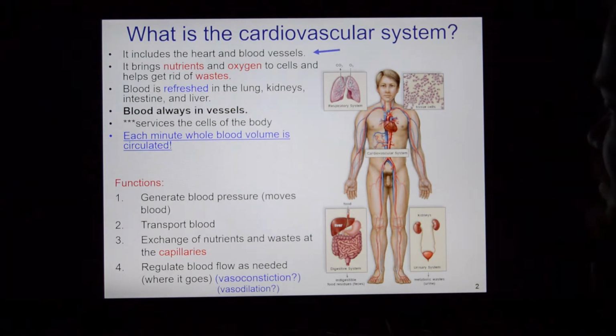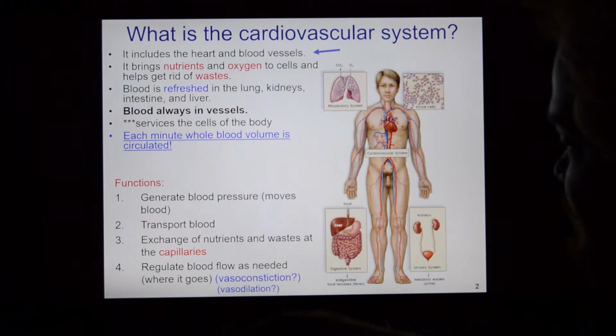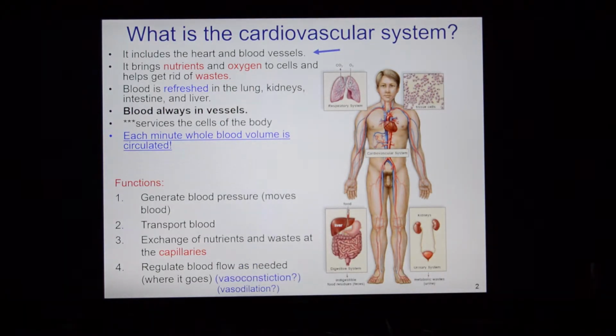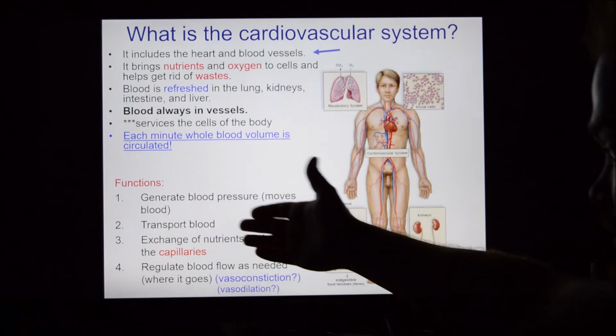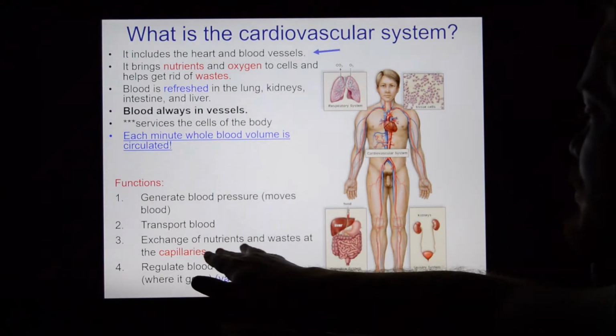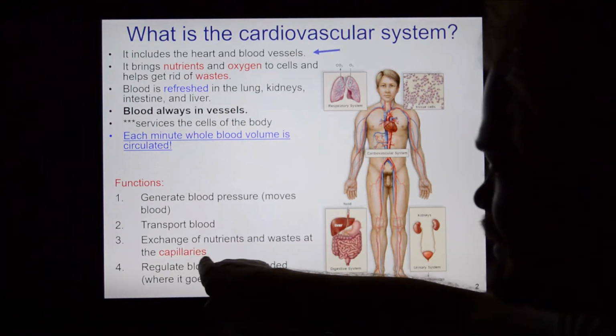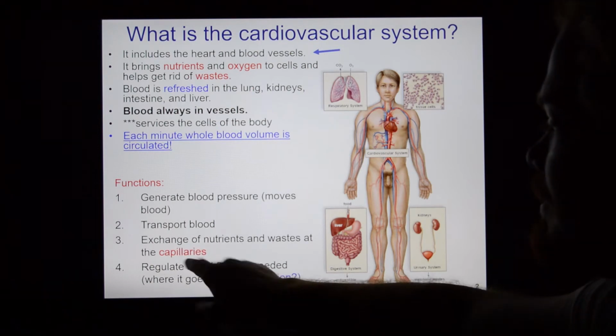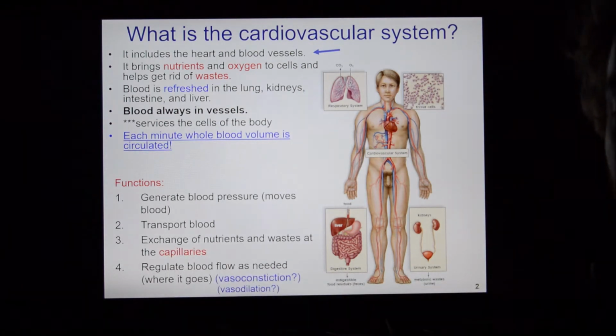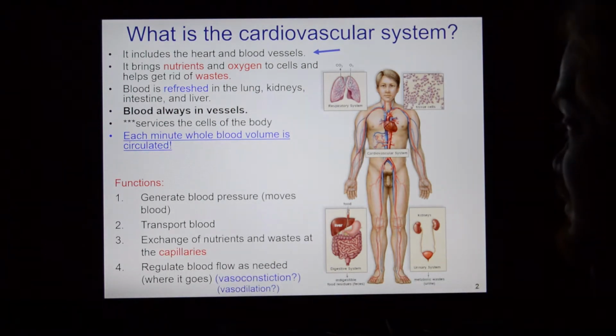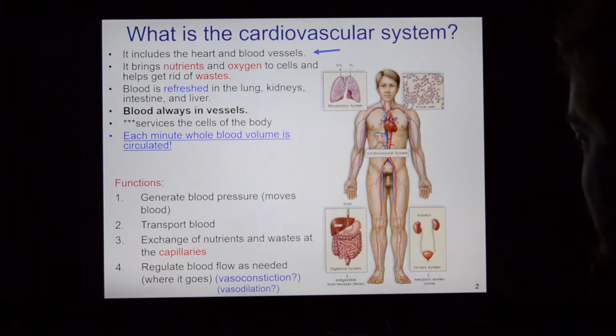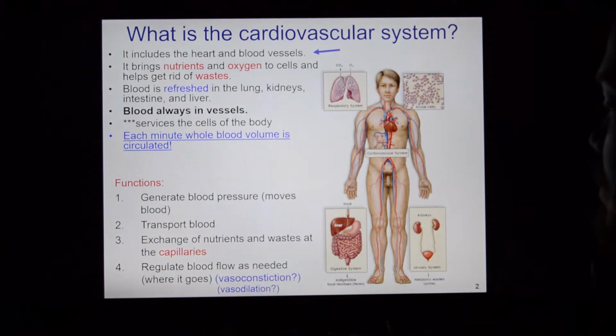All right, general functions of the cardiovascular system are as follows. To generate pressure, that helps to move the blood around. It's very important. Transportation of the blood. Exchanging of nutrients and wastes at the capillaries. The capillaries are the smallest blood vessels, and we'll be describing them in detail here in just a few moments. And last but not least, regulation of where blood goes.